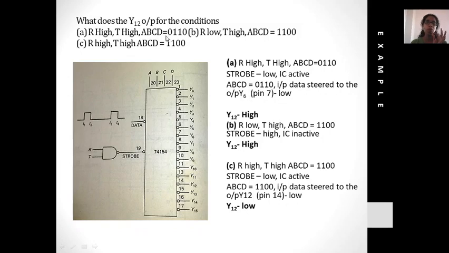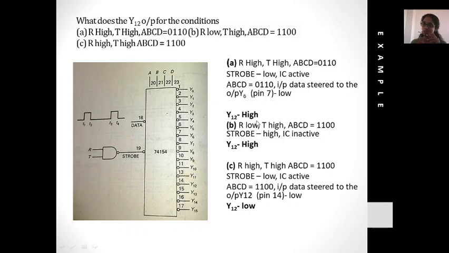And what about Y12? The question is, what is Y12? So which one is remaining low? Y6. All the others will be high. So Y12 is high. I hope you understood.